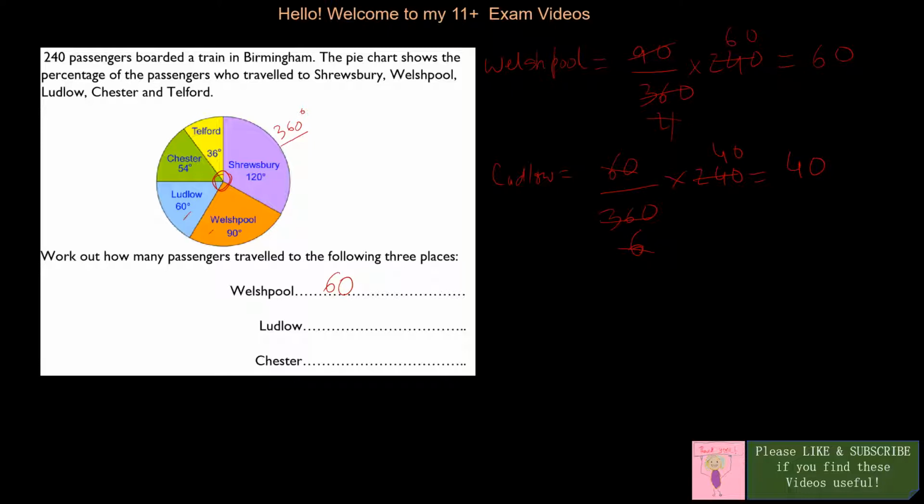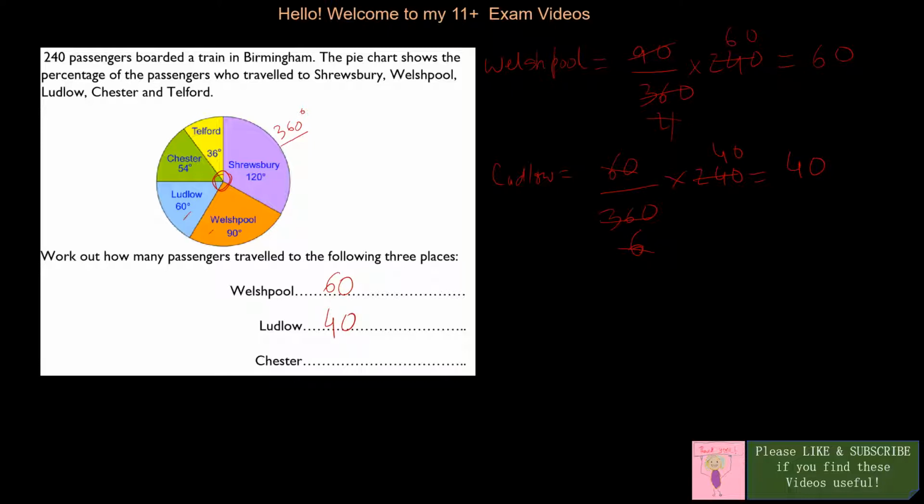Please check my maths. In case I go wrong or you don't agree, please do leave a comment. 60 divided by 360 is, yes, that's right, isn't it? 60 times 6 is 360. And then I am again doing, we have 6 here and 240 here. 6 times 40 is 240. Yeah, so that's what it is. So I should write here 40.